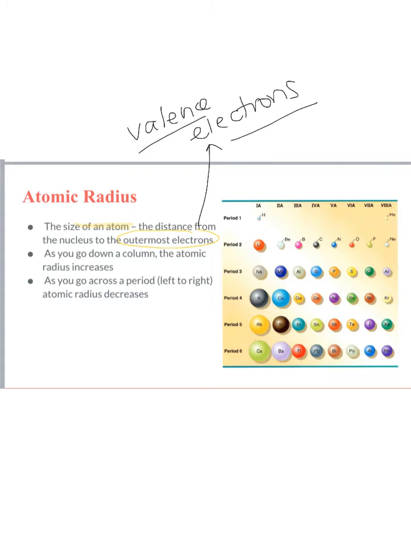So atomic radius does change as you move across the periodic table. As you go down a column, our atomic radius increases or gets bigger. As you move across a period, our atomic radius gets smaller. So I just need you to understand that general trend. As we move down a periodic table, we have a larger atomic radius, and as we move across a period, we get a smaller atomic radius, and you can see that from this picture here.